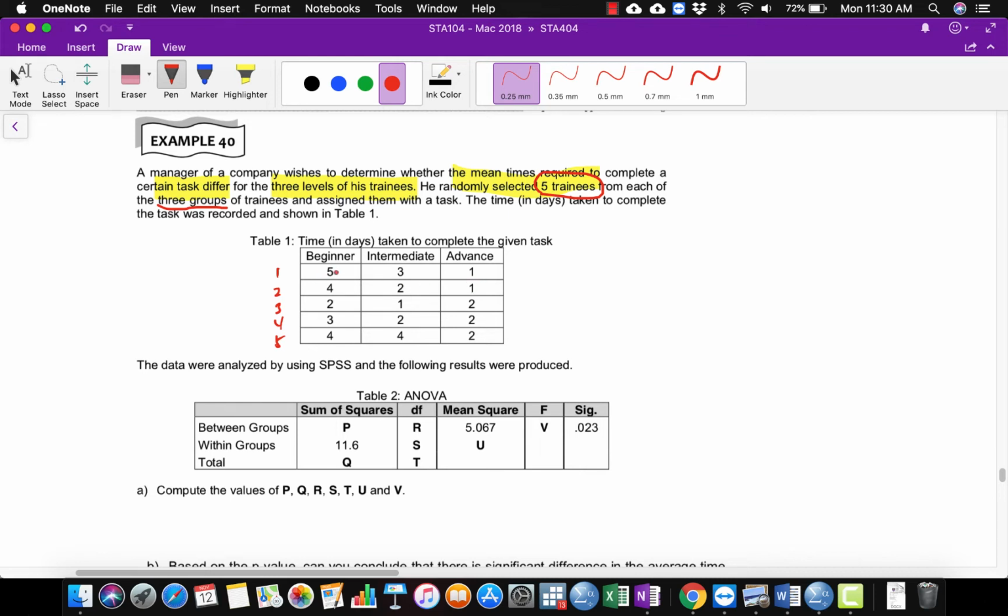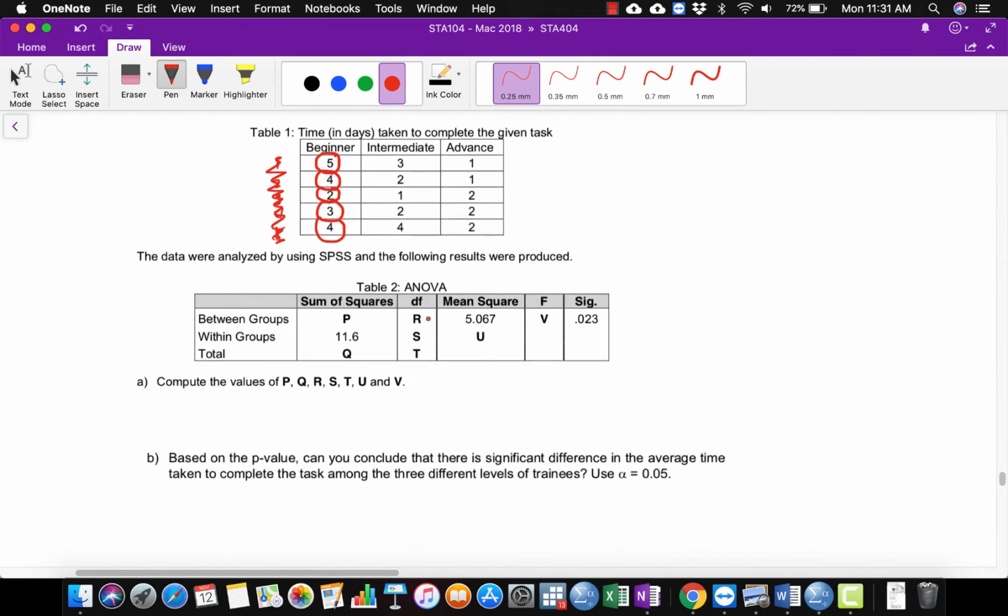So this is the time, 5 days. Sorry, this is not the time, right? Inside here, this is the time: 5 days, 2 days, 3 days, 4 days, right?